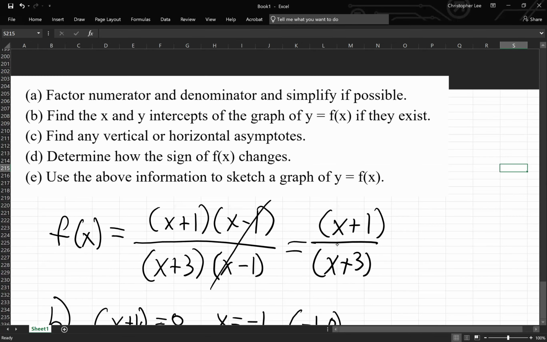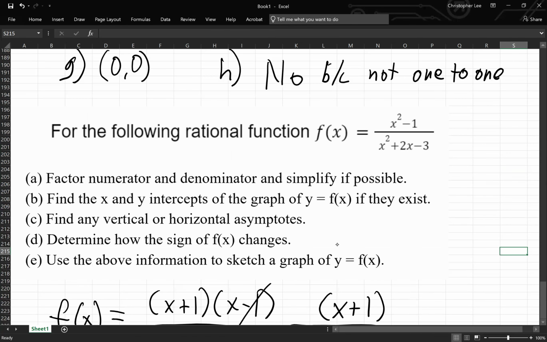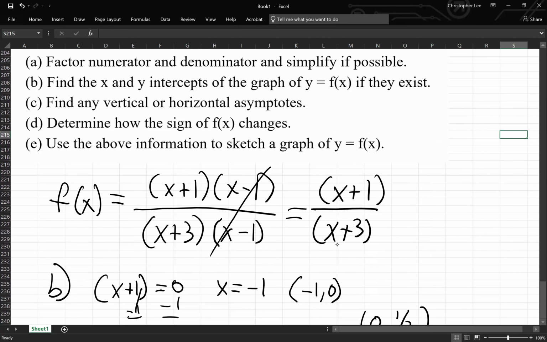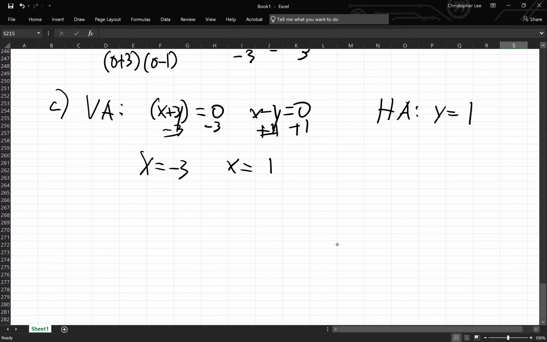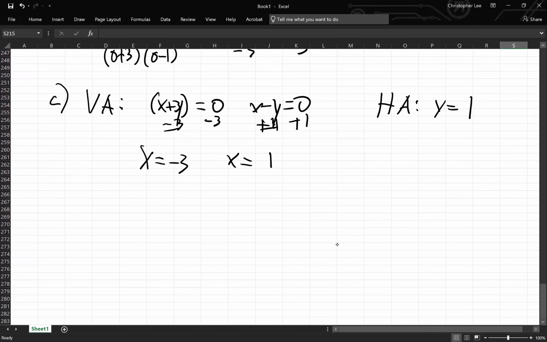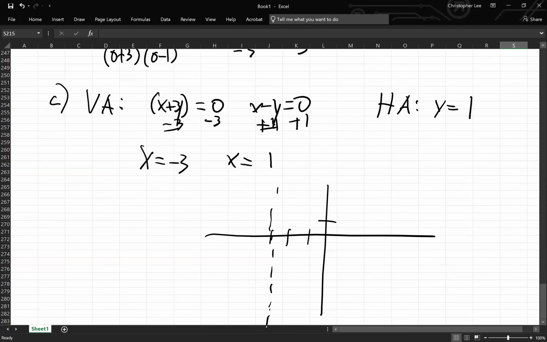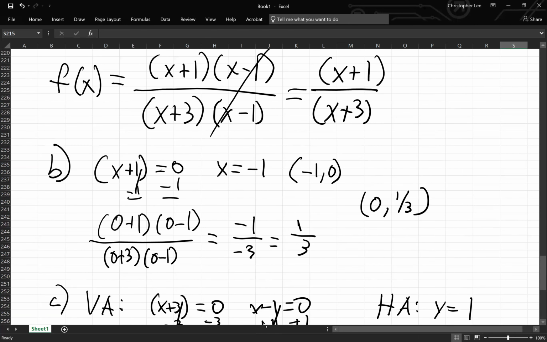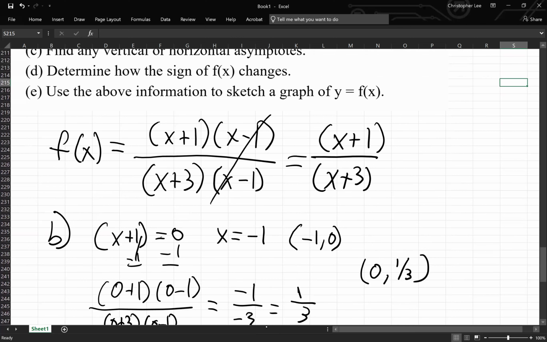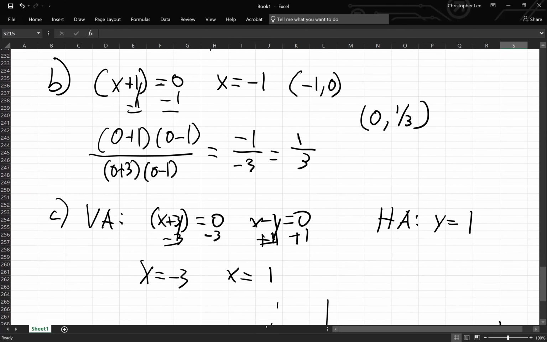All right. Let me go back to the question. What else did they want? Now we're just going to sketch the graph. Determining how it's behaving is just sketching the graph. -3, 1, 2, 3. y equals 1. We're going to have a gap at x equals 1.